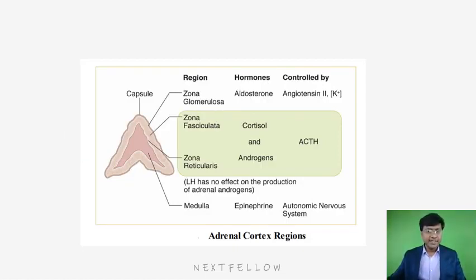Now, you can see this image here. We have the outer zona glomerulosa, in the middle the zona fasciculata, and the innermost layer is the zona reticularis. And beneath the adrenal cortex, you have the medulla, which produces the catecholamines, that is epinephrine as well as norepinephrine.